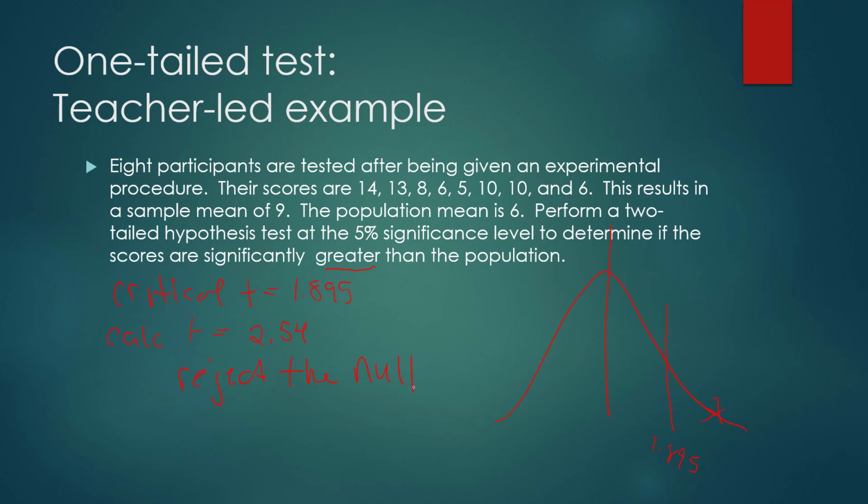So we can say that after the experimental procedure, the mean of the tested population or treated population was significantly greater than the mean of the general population.